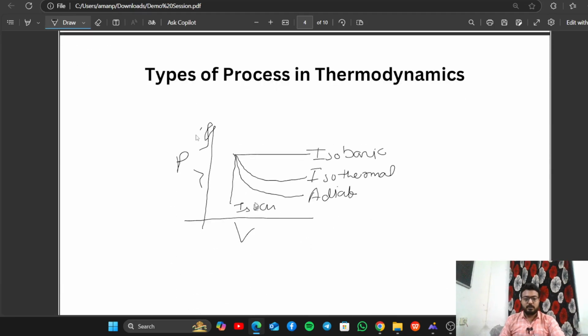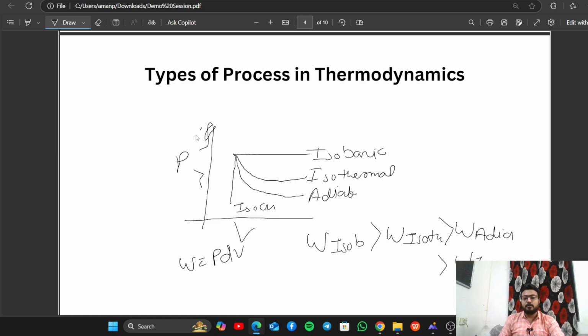Now we have a question: which process among these four has the most work done? What is work done? It is the integral of P dV, which is the area under the PV curve. Can we say that work done by the isobaric process is greater than by the isothermal? As we can see, the area under the isobaric curve is greater. It is also greater than the work done by the adiabatic, and the least is the work done by the isothermal process.